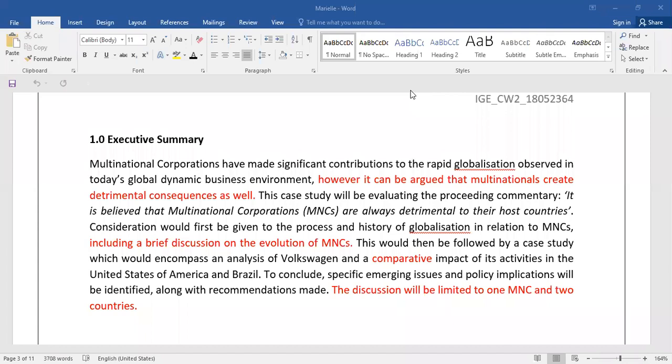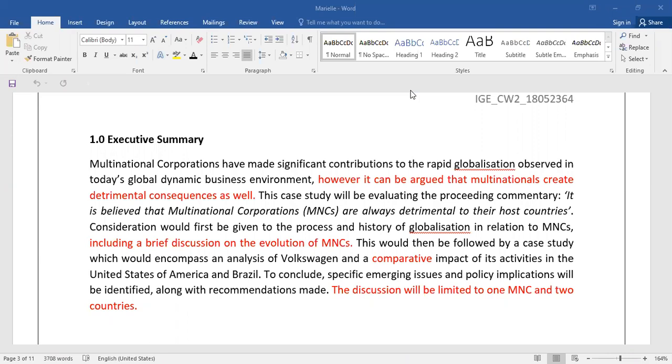As you know, in your executive summary, it is expected that you should make three statements or three sets of statements. The first is a statement that establishes the importance of the issue. The second is the purpose of the report. And the third is the scope of the report. So let's proceed as follows.